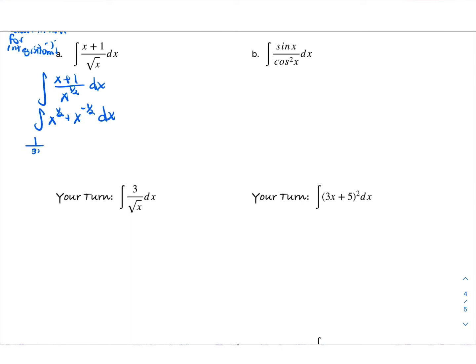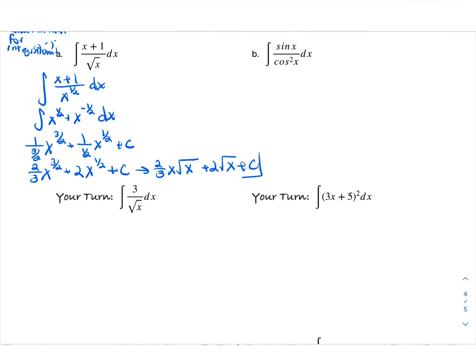And that gives us 1 over 3/2 x to the 3/2 plus 1 over 1/2 x to the 1/2 when I add 1 to my powers. And when you are dividing by a fraction, remember you flip and multiply. So I get 2/3 x to the 3/2 plus 2x to the 1/2 plus c as my answer. Now, since my original problem had a radical, not a fraction power, I'm going to convert this back into radical form for my final solution.